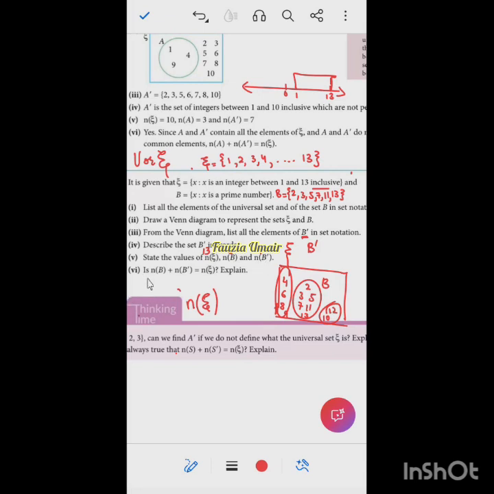Now lastly they are asking: is the number of elements in B plus the number of elements in B complement equal to the universal set? Definitely it would be. I told you this before as well. Why do you think it is? Because one means the elements belonging to set B, and the other means the elements that do not belong to set B, and together they make the universal set. In complements, you can add the set and its complement and you get the universal set back. So I hope this is clear. This is what we have done already.